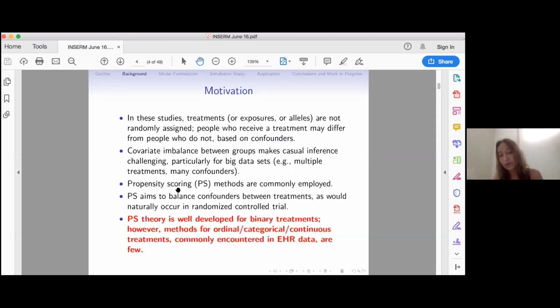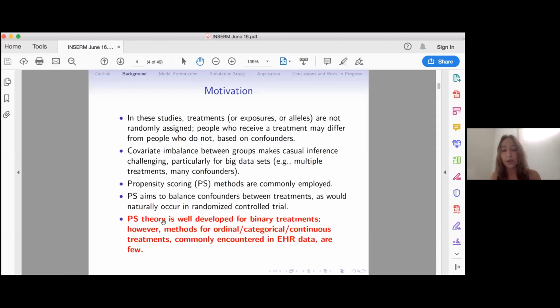So in these cases, we often employ some causal inference technique. Propensity scoring is pretty popular. For those who are new to propensity scoring, it's a method that aims to balance confounders between treatment groups, as would naturally occur in a randomized controlled trial. In an RCT, in an ideal world, we assign treatments at random. In observational studies, treatments are assigned based on certain conditions that the patient may have. So we have imbalance of confounders across treatments.